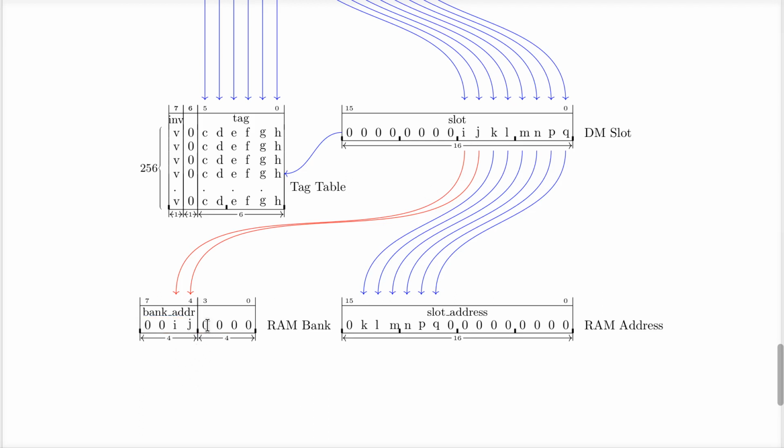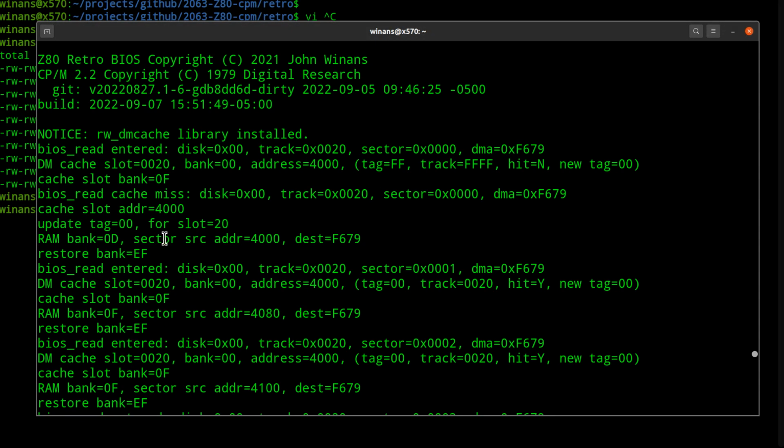We say, take the low significant 4 bits that are already in the GPIO output latch and combine them with these 2 bits here, okay? That's what's getting printed out here when you see this 0F. So it says, this is what I want to put in that latch, so that I can access bank number 0.